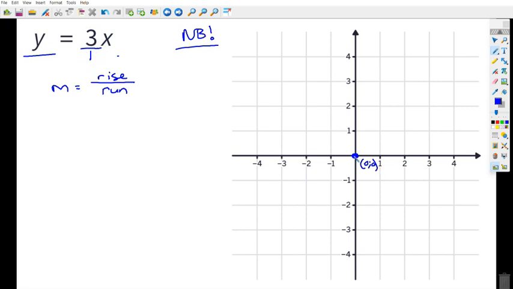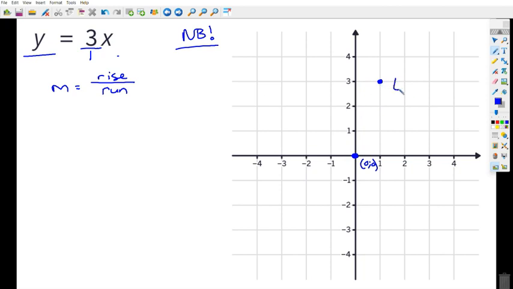So I'm going to start at the origin. I'm going to rise 1, 2, 3. I'm going to rise by 3 and I'm going to run by 1. I'll show you how to do that again. Starting from the origin, rise by 3: 1, 2, 3, run by 1. Rise over run. And now let's plot that point.